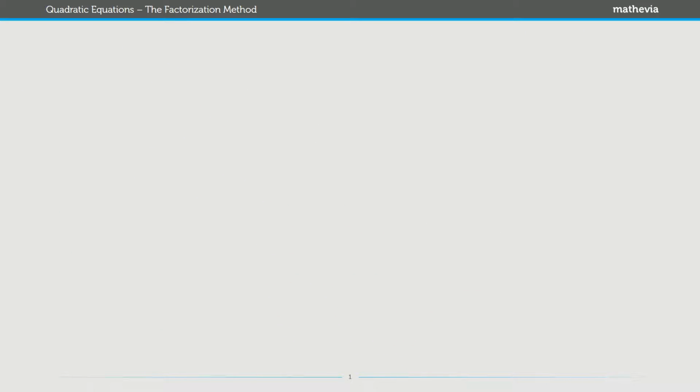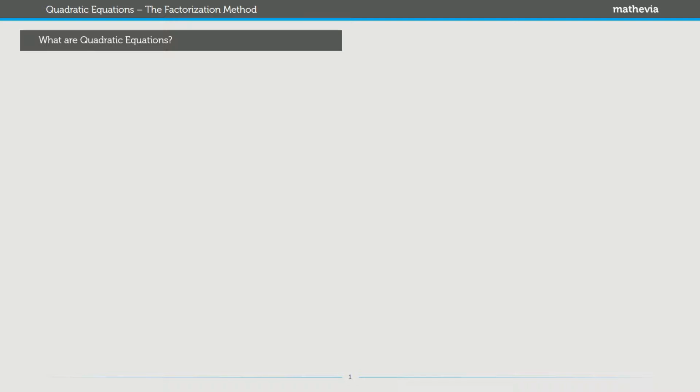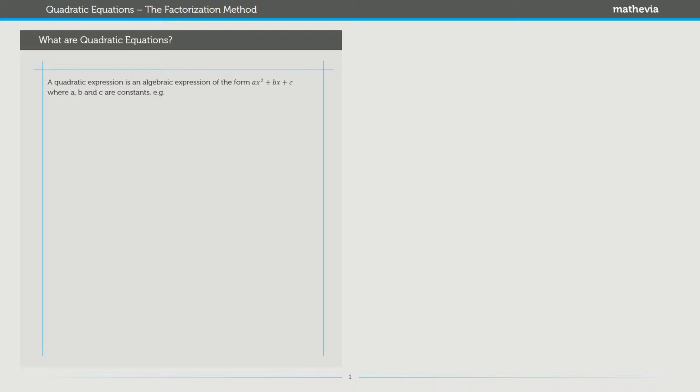Now, quadratic equations. What are quadratic equations? To understand quadratic equations, we need to know what quadratic expressions are. What is a quadratic expression? A quadratic expression is an algebraic expression of the form ax squared plus bx plus c, where a, b, and c are constants. And when I say constants, I mean numbers. You have x here as a variable, and you have a, b, and c as constants, i.e. numbers. For example, you can have x squared plus 3x minus 4.